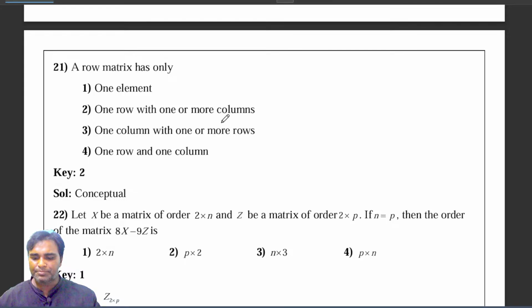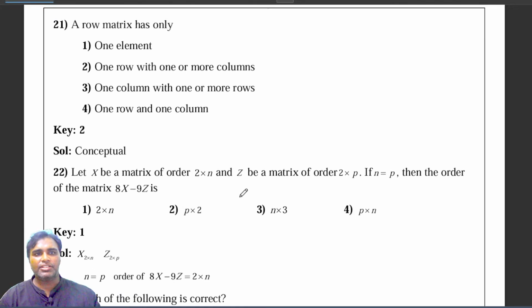Let's solve this one. A row matrix. What is a row matrix? Let's see. Basic definition: a row matrix is of order 1 into n, means one row and many columns. So option 2. It is only conceptual.